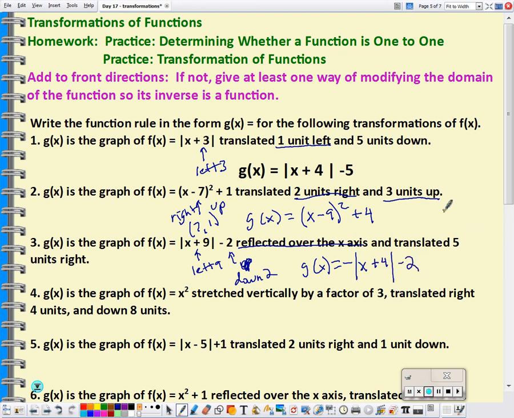Okay, I'm going to do one more with you, and then you are going to work with your partner on the remaining 4. G of x is the graph of f of x equals x squared stretched vertically by a factor of 3, translated right 4 units and down 8 units. So f of x is like a totally clean parent graph. So we're just going to start plugging stuff in. So first we're going to put a vertical stretch by putting an a value of 3. Now, here it wasn't moved right or left at all, and we need to move it right 4. So we're going to have right 4, x minus 4 squared, and then down 8.